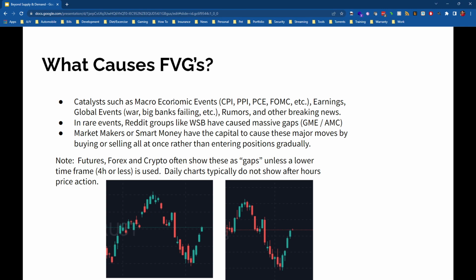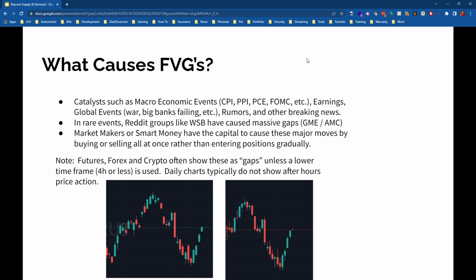And then other times we'll just see market makers or smart money either do a whole bunch of selling or a whole bunch of buying all at once and cause these fair value gaps, and just one side is in complete control. Usually they are smart about it. When they want to buy a position, they do it in stages. That way they don't cause a fair value gap, they don't cause a huge run up. And other times the same with selling, they'll do it in stages, they'll do it gradually, that way they don't cause these big gaps.